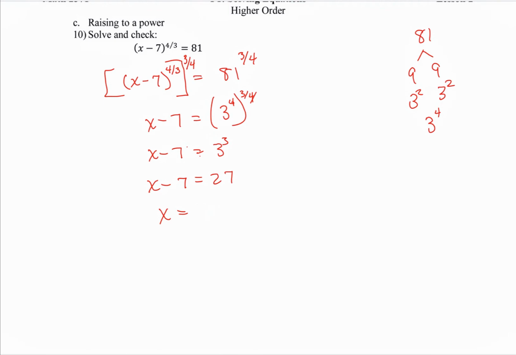Undo. X equals 34. If I can add, which will be funny.